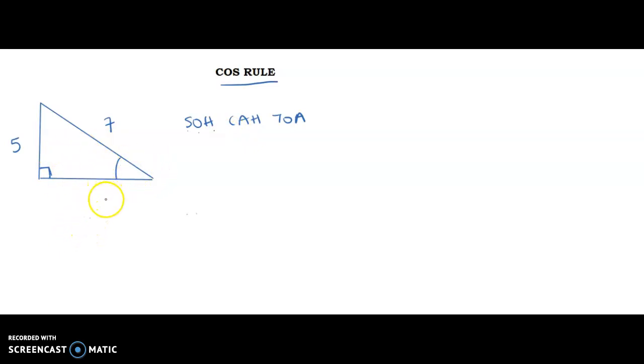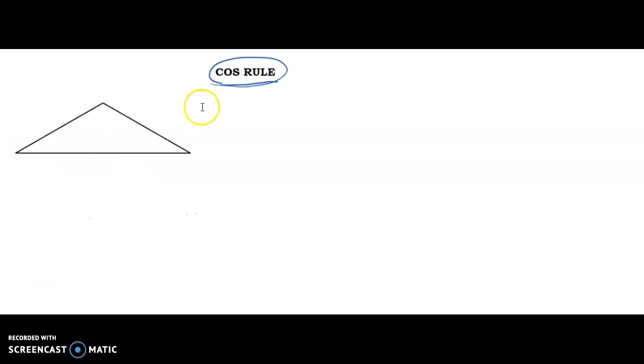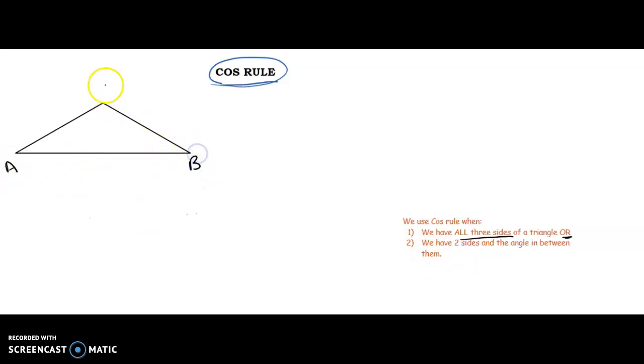However, if my triangle was not a right angle triangle, then I may have to use cos rule. So let me go on to that. If I had a triangle looking like this, and I was told to find an angle or a side, I may have to use cos rule. Now let me go into the steps of finding out when we use cos rule. We use cos rule when we have all three sides of a triangle, or if we have two sides and the angle in between them. So say for instance this particular triangle was A, B, and C. Say I was given all three sides of this triangle and I was asked to find one of these angles, then I would use cos rule.